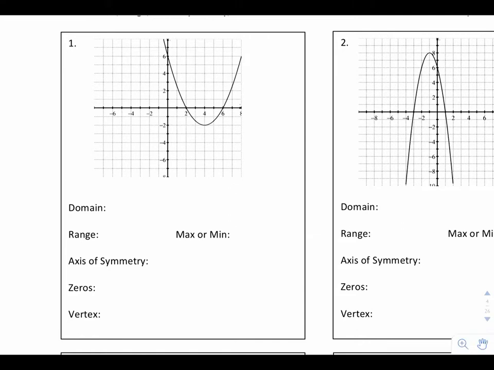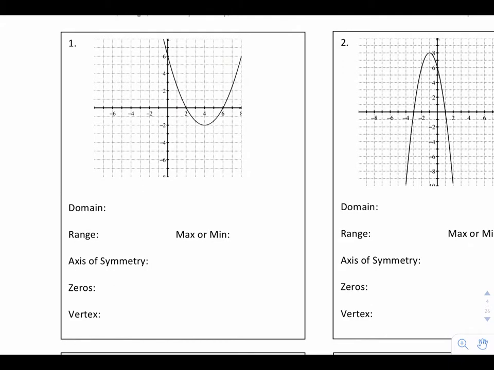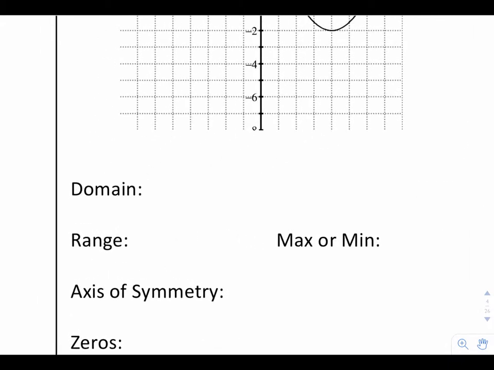Now the domain of any parabola is always going to be all real numbers. So I can rewrite in here, my domain is x belongs to the set of real numbers.